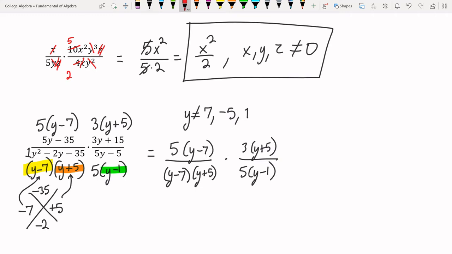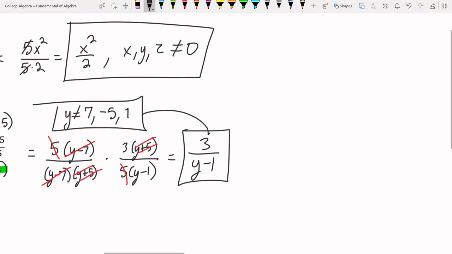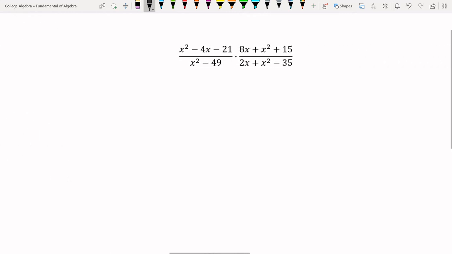So what can we cancel? We can cancel y minus 7, 5s, and the y plus 5. That gives us 3 on top over y minus 1. And along with this thing here, that gives us our reduced multiplication of these rational expressions. Okay, let's look at the next one here.